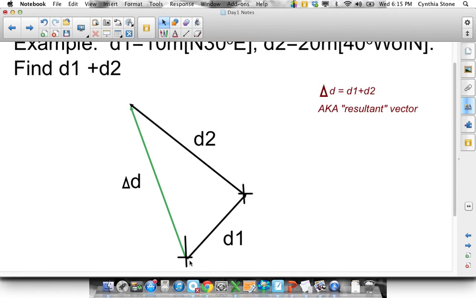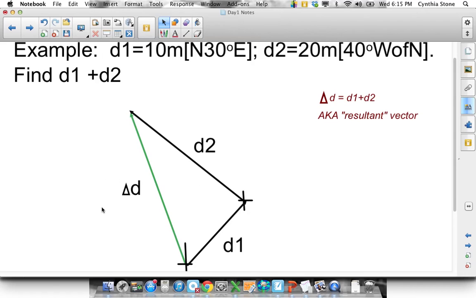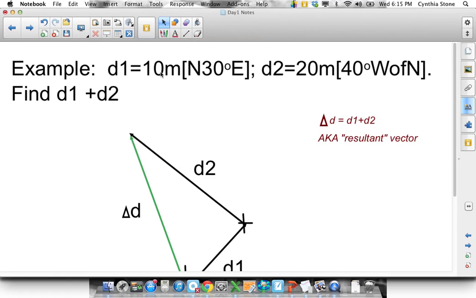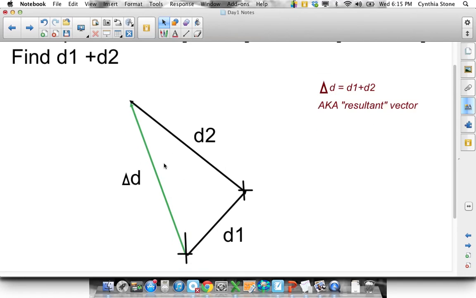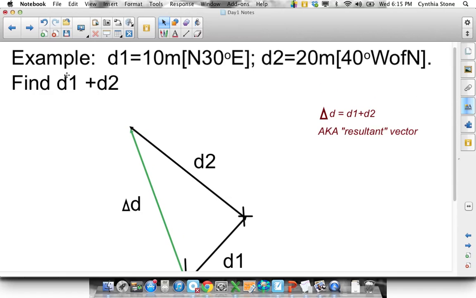And so to see what I've done here to draw it, I've drawn d1, and this would be about 30 degrees, right? North, 30 degrees east. And then I draw another little set of axes and draw my 20 meters, 40 degrees west of north. And this gives me an idea of what I'm looking for. I'm going to come back to this picture when I look for my solution at the end. So the question, of course, is just the type right here. That's the question. This is me starting the solution by just drawing out what I think it should look like.